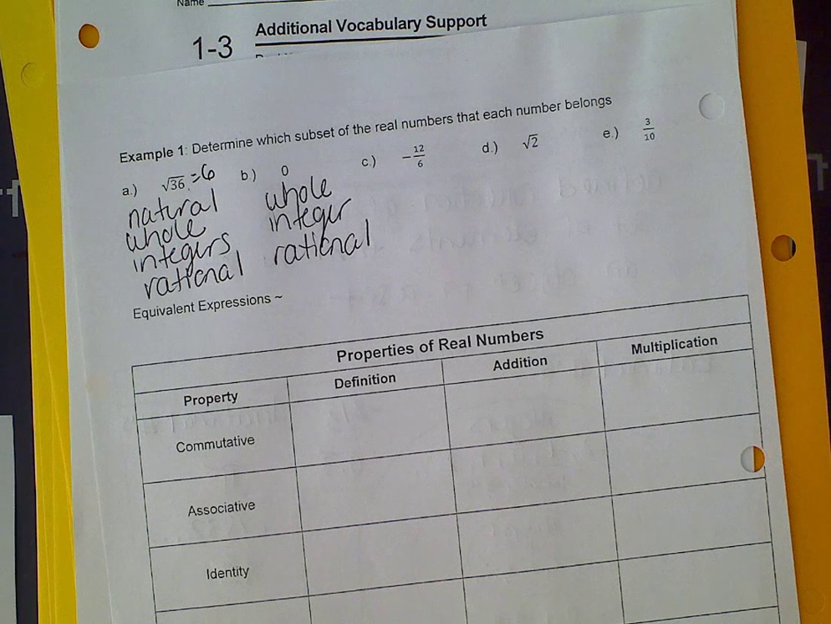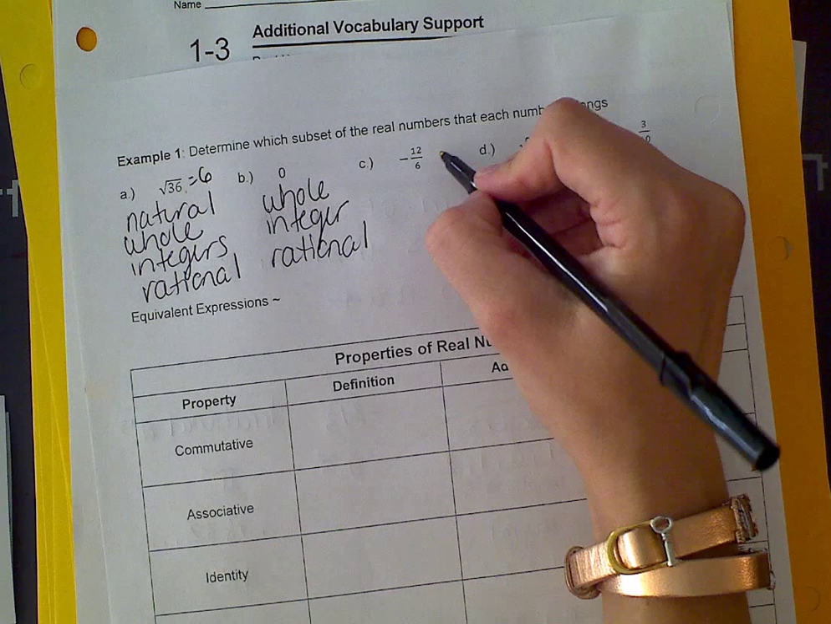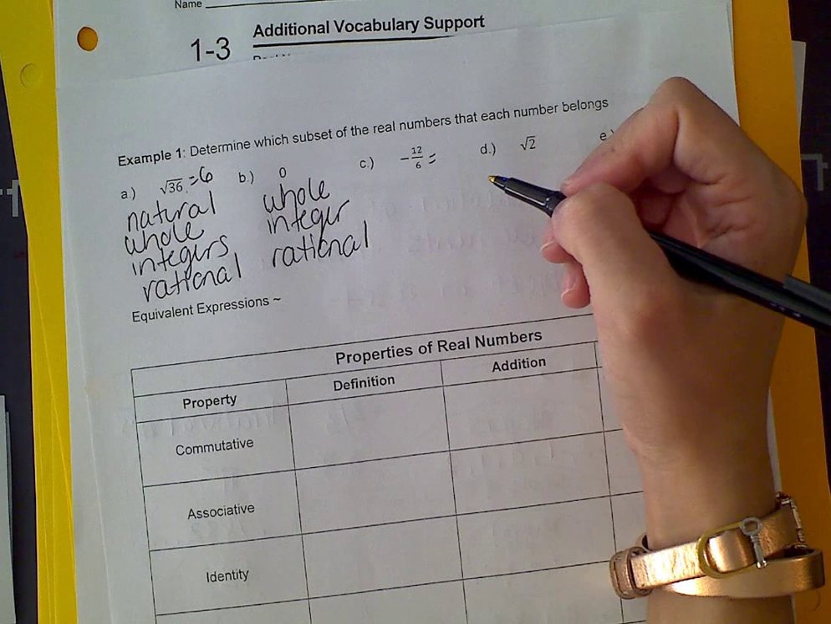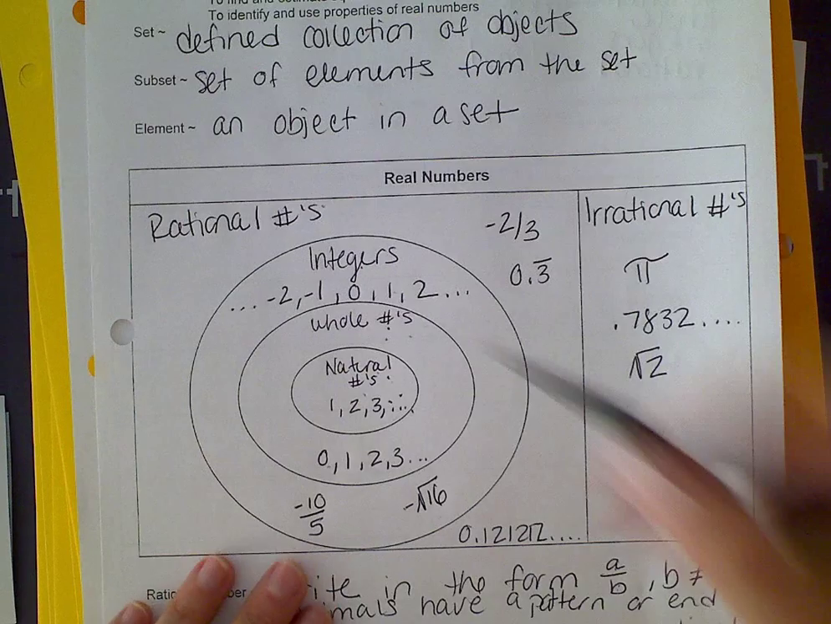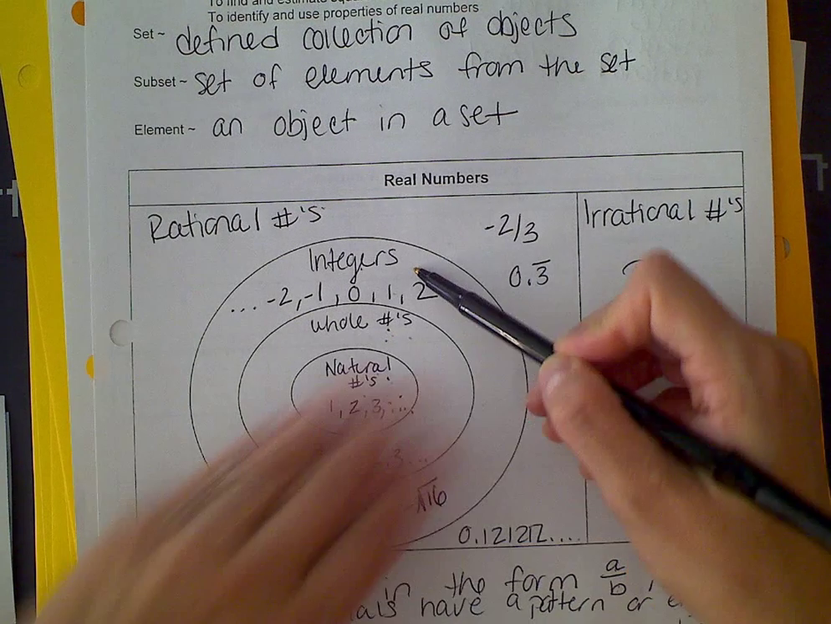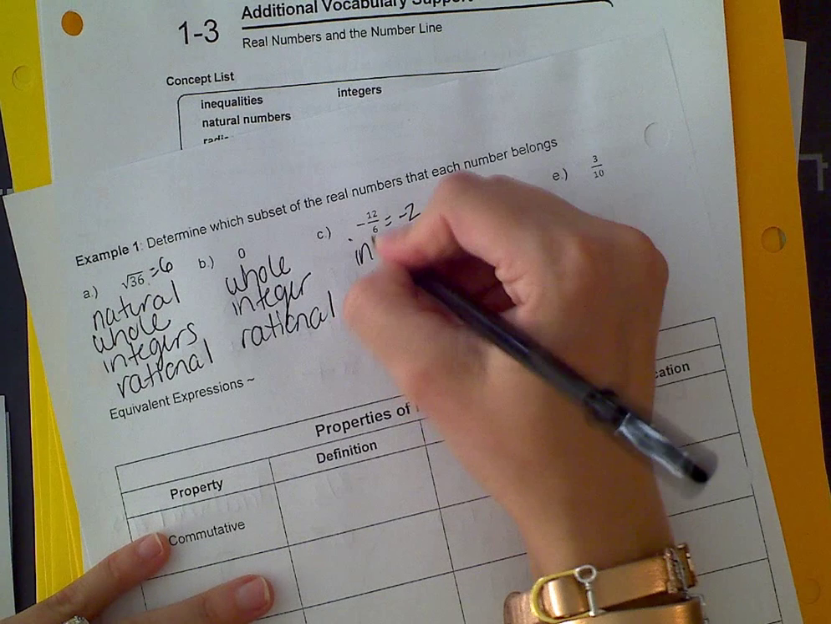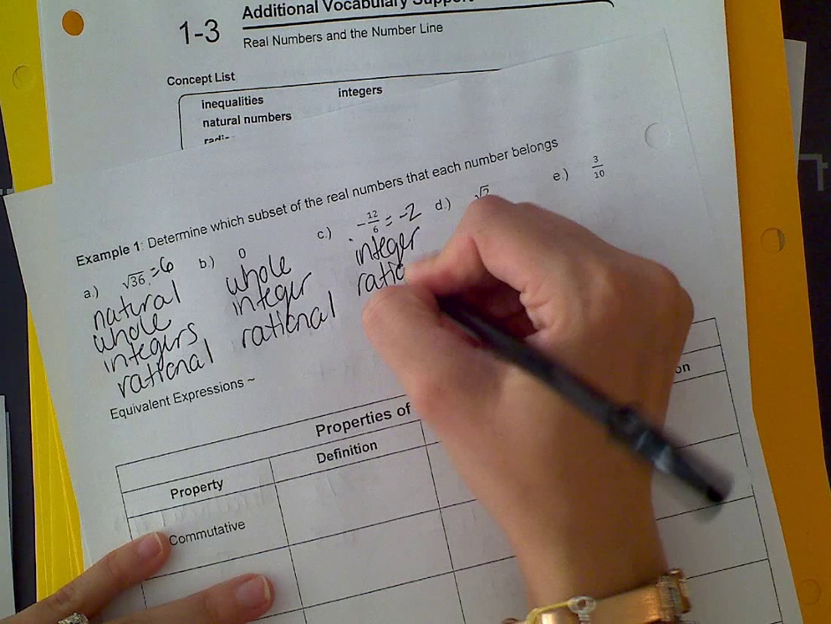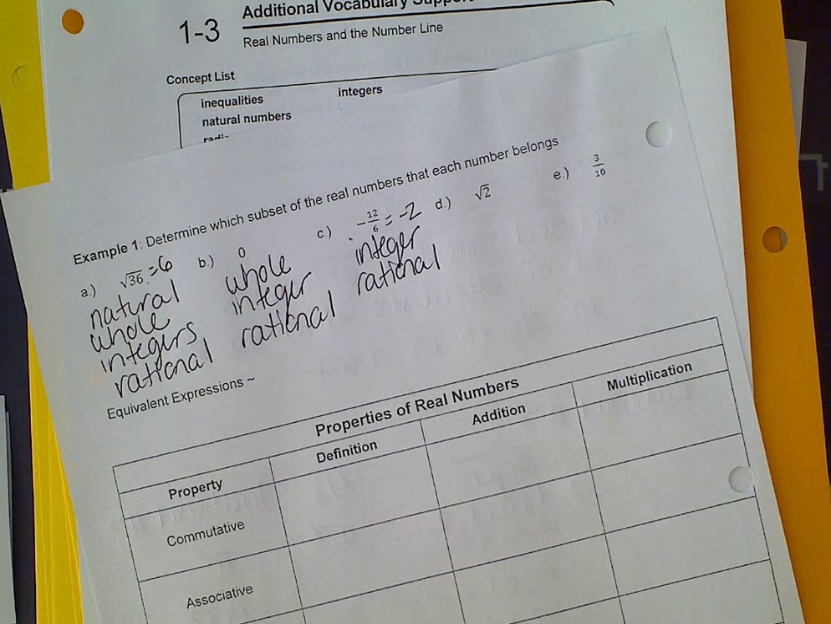All right, they're trying to trick us again. Jared, what does -12/6 simplify to? So let's look at -2. Is that a natural number? Is it a whole number? Is it an integer? Yes, so we write from there out. So we write integer and rational. Whatever it is, you just go out from there to the rational part. So that's why I think this visual is really helpful.